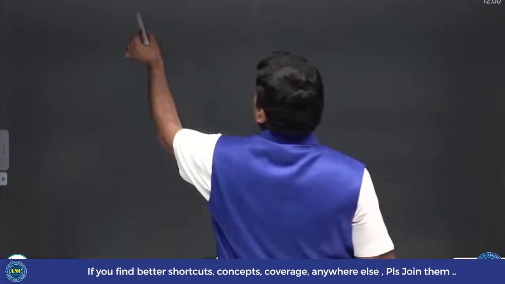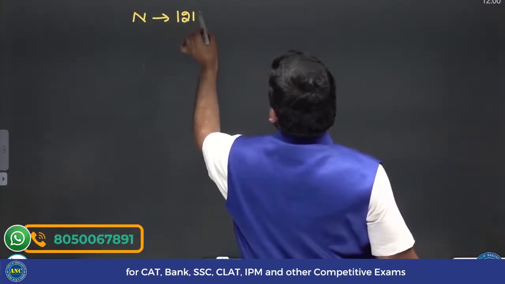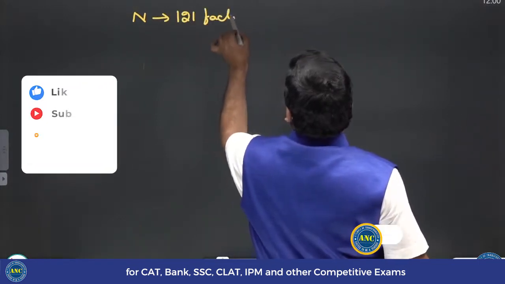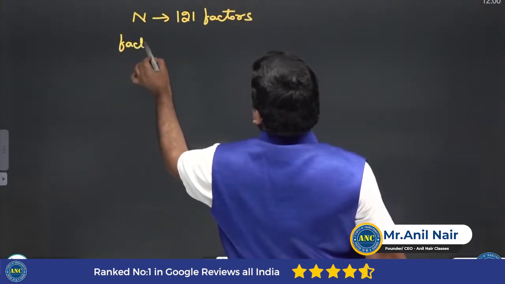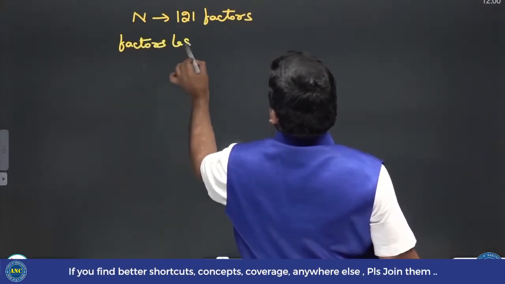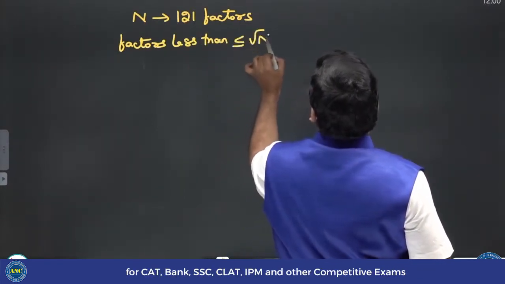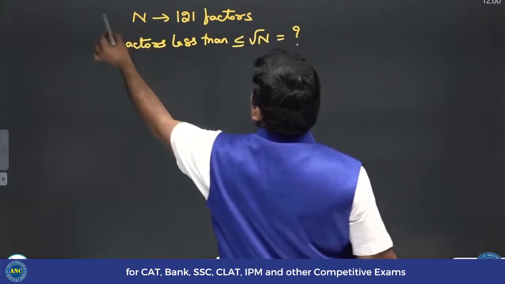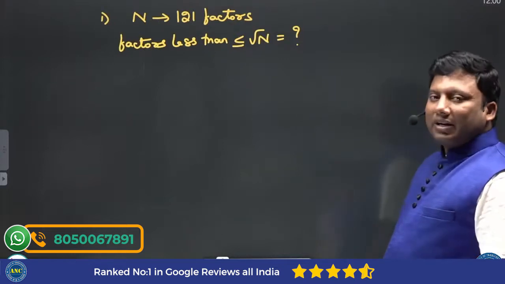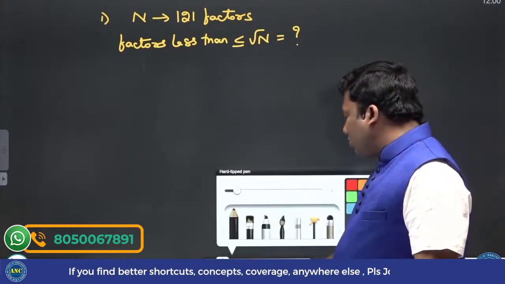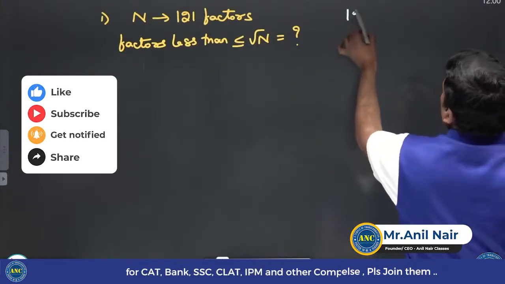Now if the question is: if a number has got 121 factors, how many factors less than or equivalent to root n are there? First question: a number has got 121 factors. Factors less than or equivalent to root n.